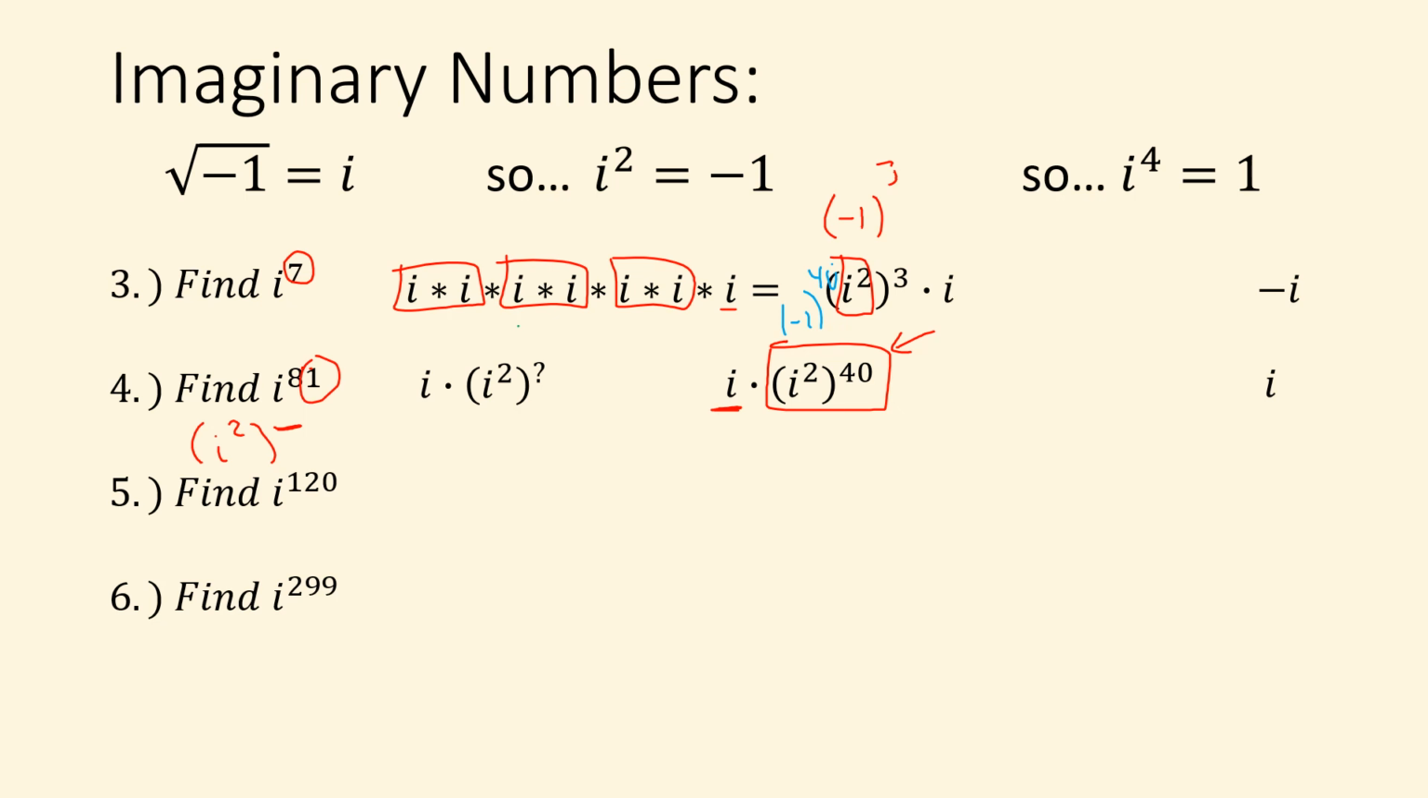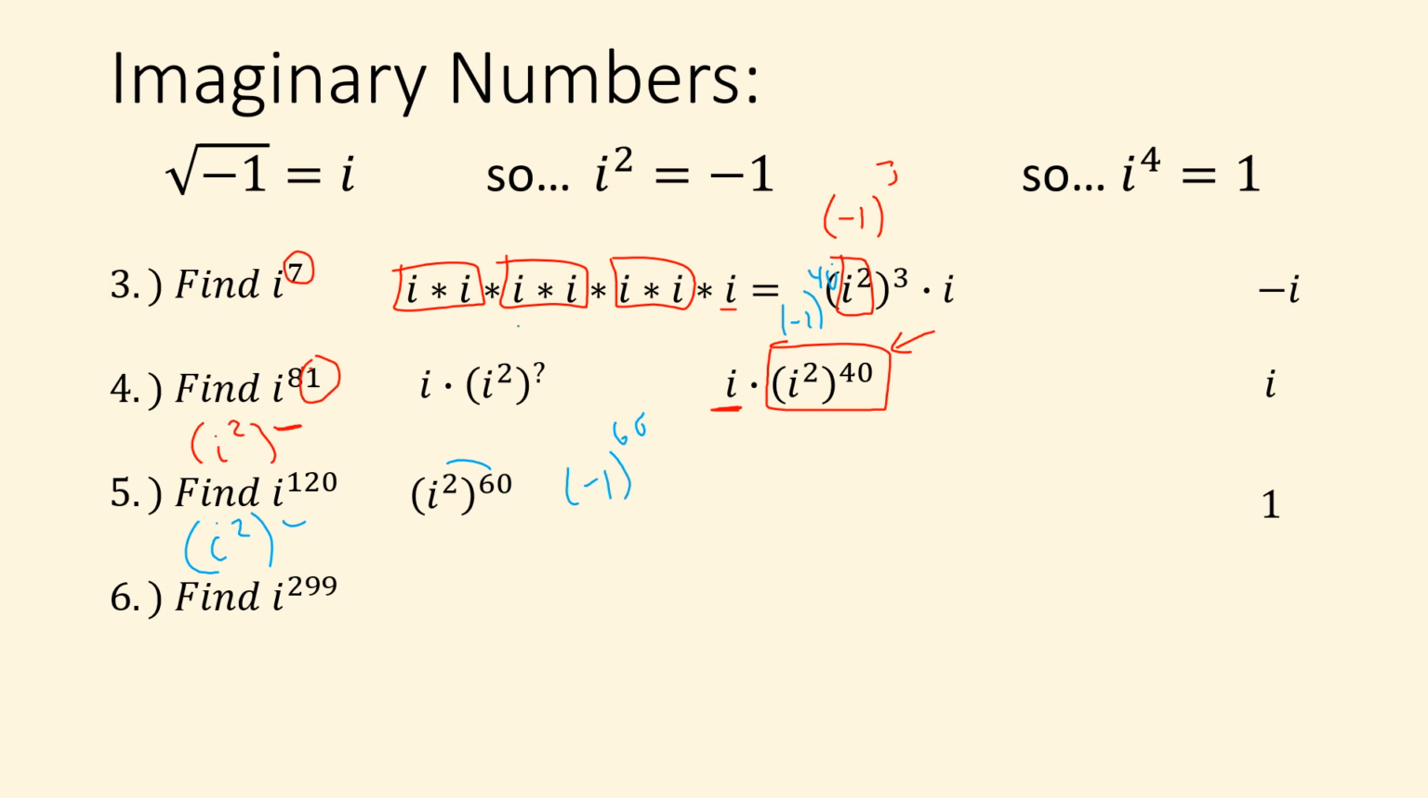Number 5, 120. All the i's are paired up. We don't have any left over. So this is just going to be i squared to some number, okay, with no extras. Okay, in this case, it's 60. It's just half of it. Okay, remember your exponent rules. We would multiply those exponents if we went backwards. All right, negative 1 to the 60th power. Again, it's even. We won't have an i in our answer for this one. It's either going to be 1 or negative 1. Since it's even, this becomes positive 1.